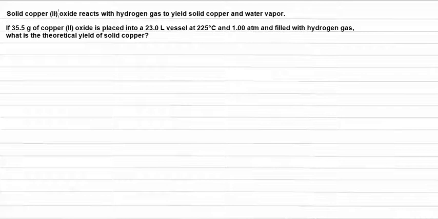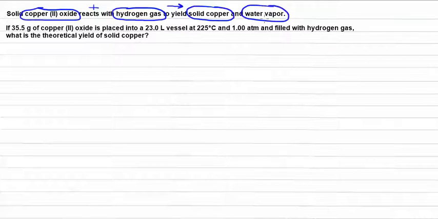Solid copper(II) oxide. So this is one of our reactants. Copper(II) oxide reacts with hydrogen gas to yield solid copper and water vapor. So that's the reaction that's taking place. Let's go ahead and write a balanced chemical equation.